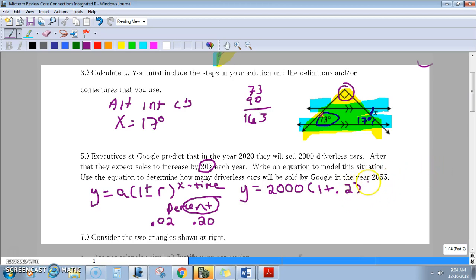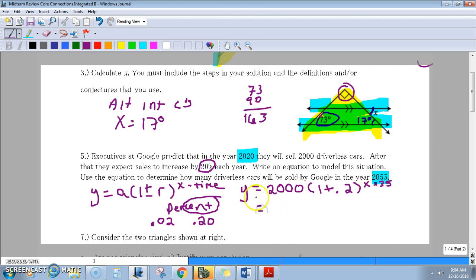So here's the question. What is our x going to be equal to? We're trying to figure out by the year 2055. The first year we have is 2020. We want to figure out when it's going to be 2055. And 2055 is 35 years after 2020. So our x is going to be equal to 35.